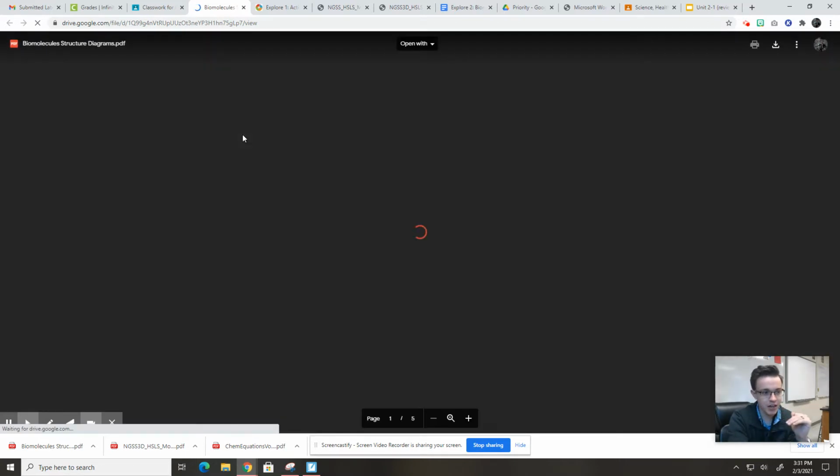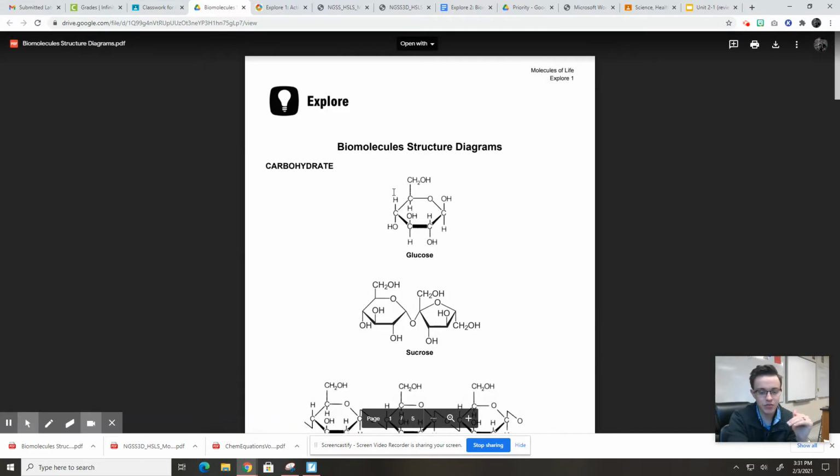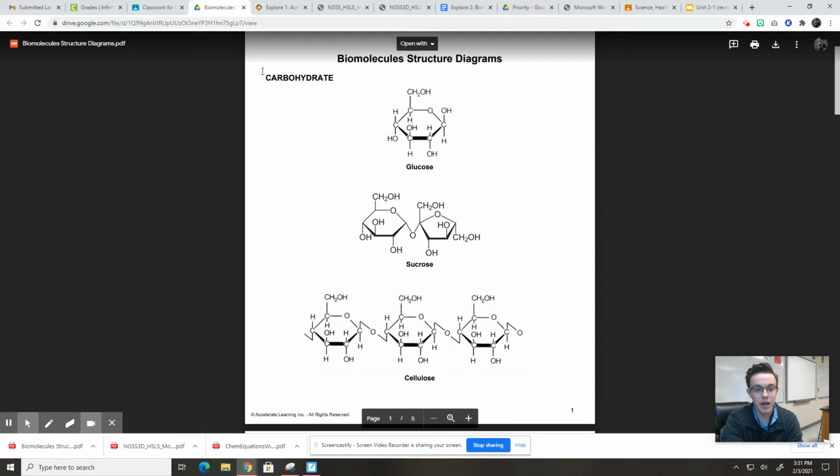And this is really nice. I would keep this on hand, like save this to your Google Drive or something, because it's going to be really helpful. Basically what it does is it goes through all four macromolecules and shows you examples of the molecular structure of those molecules. So here's a carbohydrate.